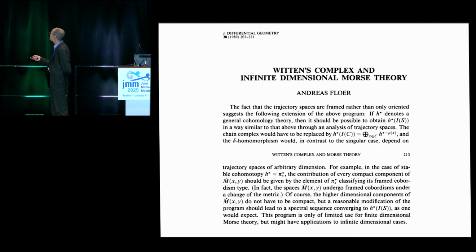So he says the following thing. He says the trajectory spaces, that's his name for the moduli spaces of gradient flow lines, are framed rather than only oriented. Let's not worry about that, but really what's happening here is he's saying, let's look at the ones that are not just 0-dimensional, but also higher dimensional, and try to think about their structure as well. And then he suggests that using them, it should be possible to study not just ordinary cohomology, but also a general cohomology theory.